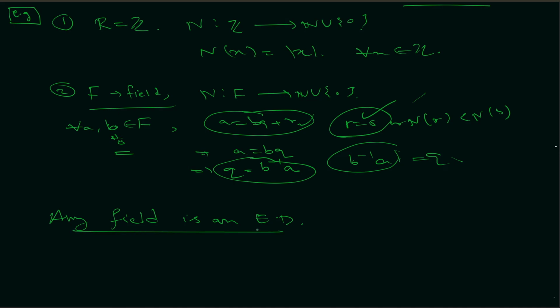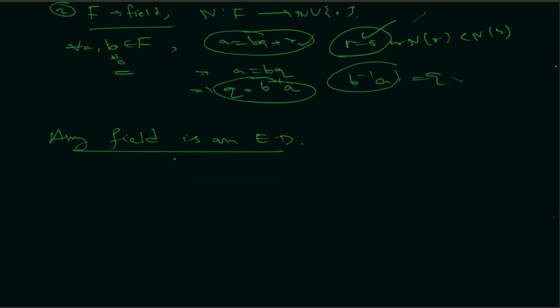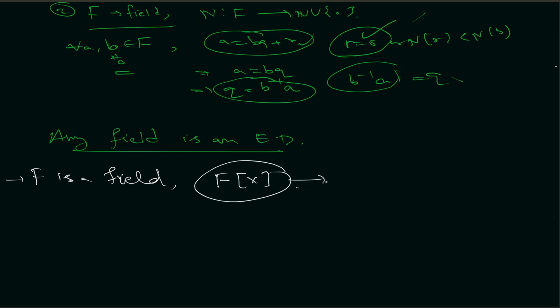Okay, if you have any field, you can definitely say that this is a Euclidean domain. So now what else can you do? If you have any field, the immediate thing that should come to your mind is the polynomial ring over that field. Suppose F is a field, and you want to know: is F[x] a Euclidean domain?